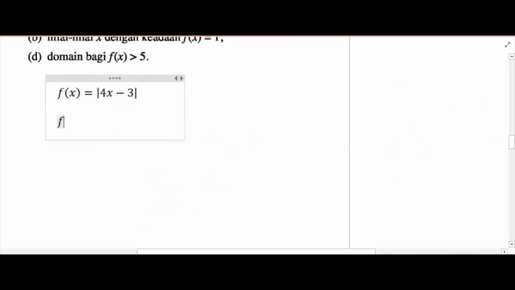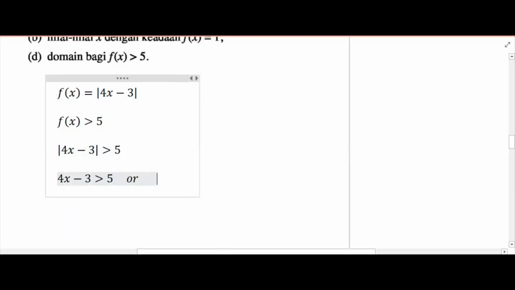Okay, so now I teach you for D. When f(x) is more than 5. Okay, f(x) just now is 4x minus 3. So they say f(x) is more than 5. Find your x, which is the domain. Find your value of x. Okay, so I will put like this. Modulus 4x minus 3 more than 5. Okay, open the bracket. First one, open and copy like normal. Second one, you open, you must change your sign. More becomes less, positive 5 becomes negative 5. Okay, this one, just change the sign.